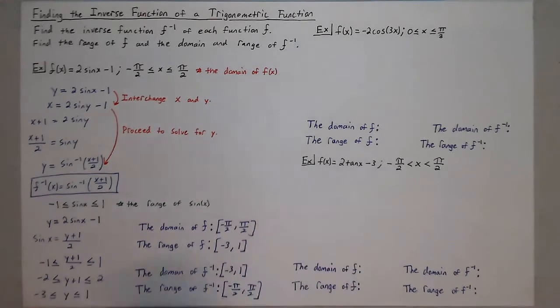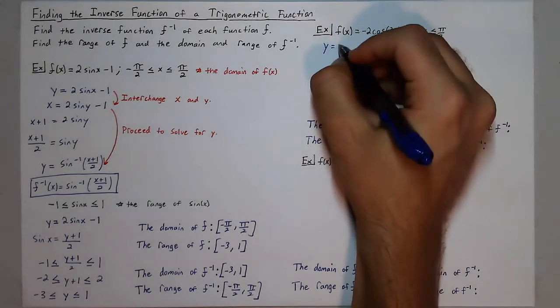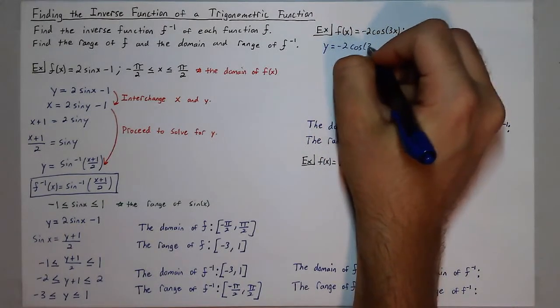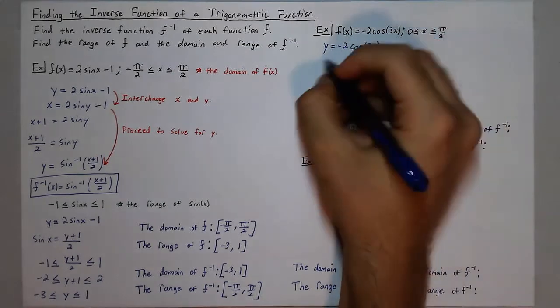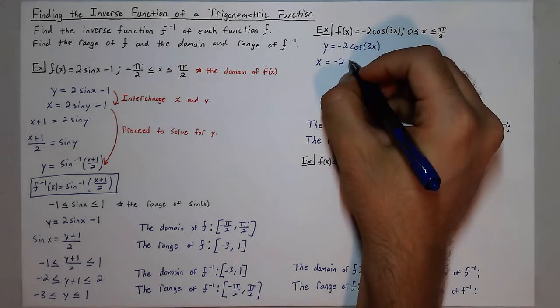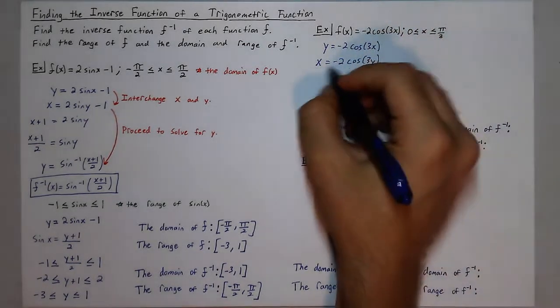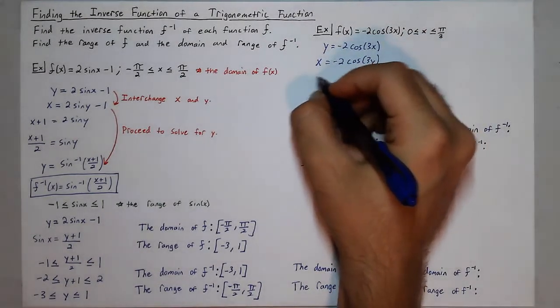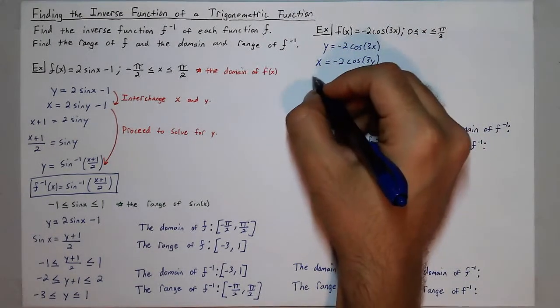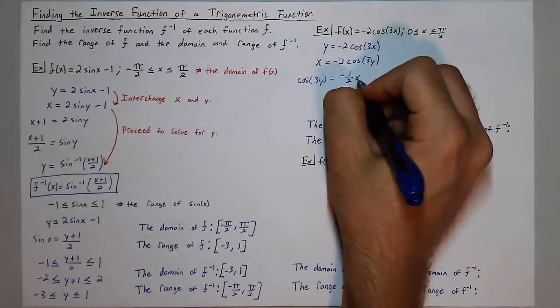Let's try another example. So up here, I'm going to first rewrite this as y is equal to negative 2 cosine of 3x. Interchange the x and the y, so x will equal negative 2 cosine of 3y. And now I'll solve for y by dividing each side by negative 2, giving me cosine of 3y is equal to negative 1/2 x.